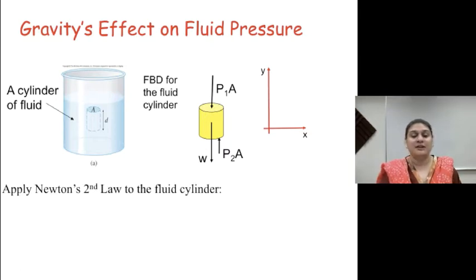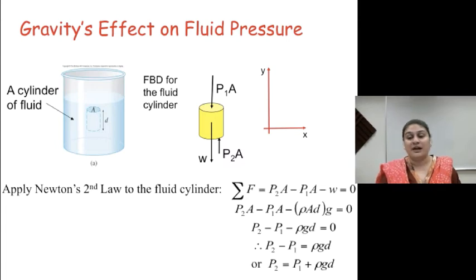First of all, let's apply Newton's second law to the cylinder. We will have sigma F, the sum of the forces, equals the force that's applied upwards, which is P2 A, minus the force that's applied downwards, P1 A, minus the weight acting on it, and the total is going to be 0. So now P2 minus P1 minus mg, where m is going to be in terms of density, rho A D, g equals 0. Rearranging all of these, we get P2 equals P1 plus rho g D.